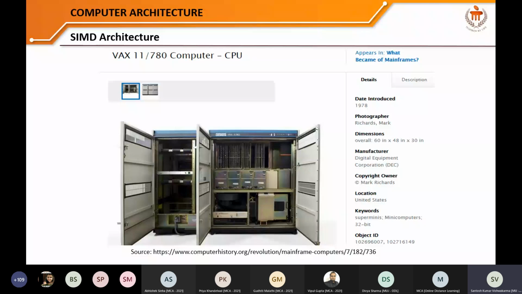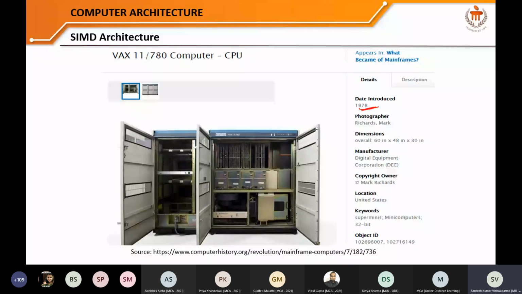But before that, I wish to show you a model which I have taken from the computer history. As you can see, the manufacturer was DEC, which stands for Digital Equipment Corporation, and you can see how it looks in terms of the VAX 11/780 computer, in the mainframe category. So as you can see, this was introduced in 1978.